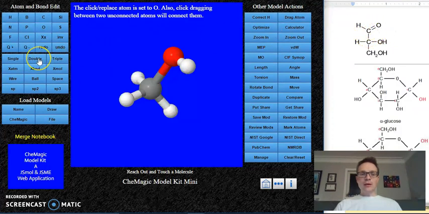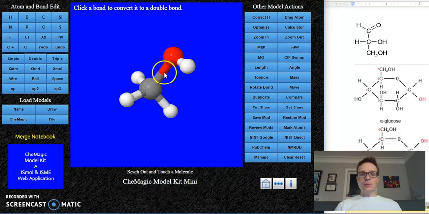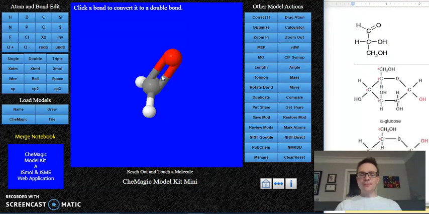So what I can do is click double to represent a double bond, and I can show where I want the double bond. I want it between the carbon and the oxygen. So here's the carbon and the oxygen. I click on it and a double bond is created. To make the molecule bigger, I now go down. Below the first carbon is another carbon. So I select carbon.